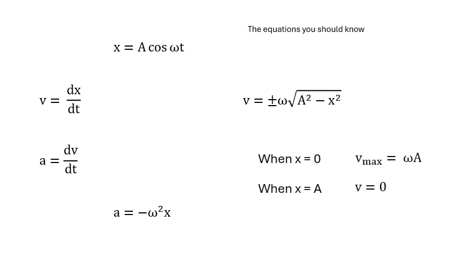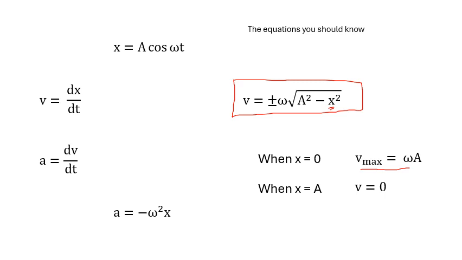Looking at this equation here, one thing we can deduce from this is the maximum velocity. V max will be when that term is equal to 0, isn't it? So when that term equals 0, then it's just the square root of A squared. So V max is plus or minus omega A. The maximum speed would be just omega A.